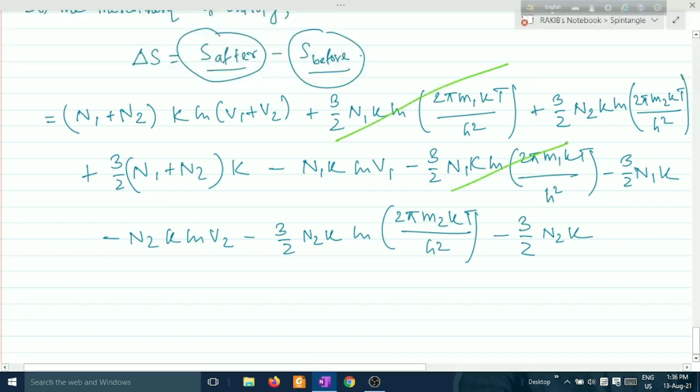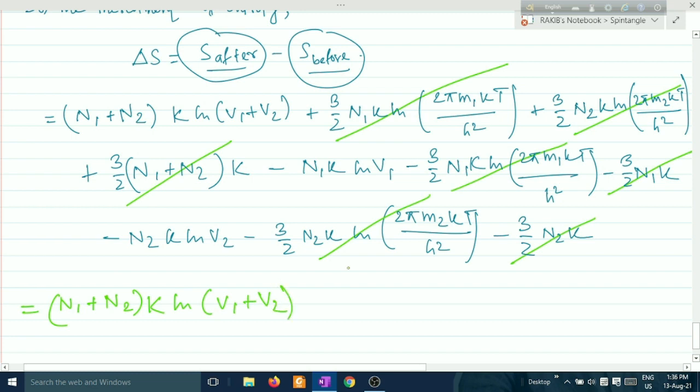This term will cancel out with this term. This term will cancel out with this term. The 3/2 n1k and 3/2 n2k terms go with these. Am I correct in this? Okay, that's fine. The surviving terms will be (n1 plus n2) k ln(v1 plus v2). This is the first surviving term.